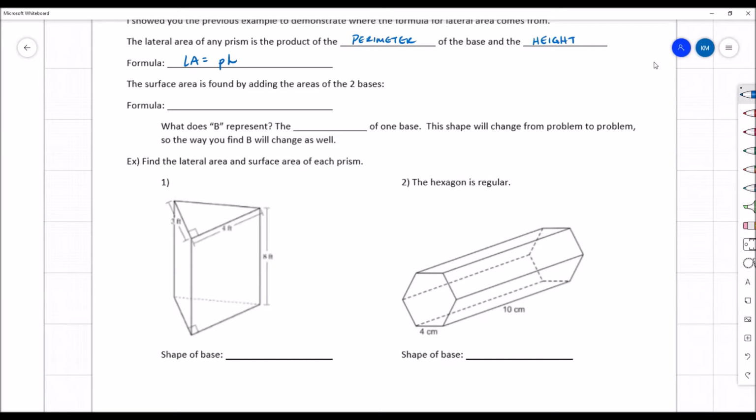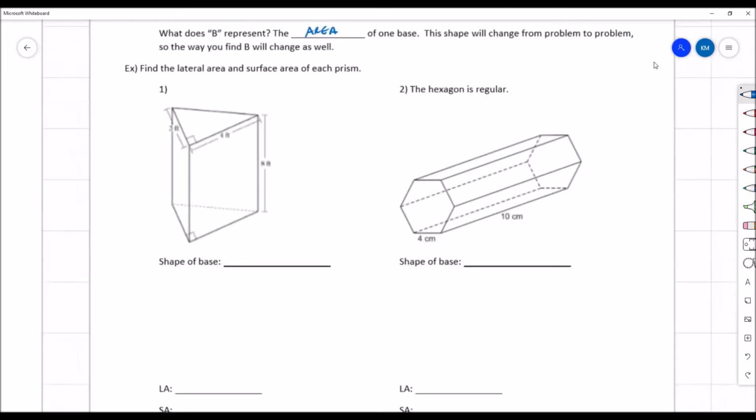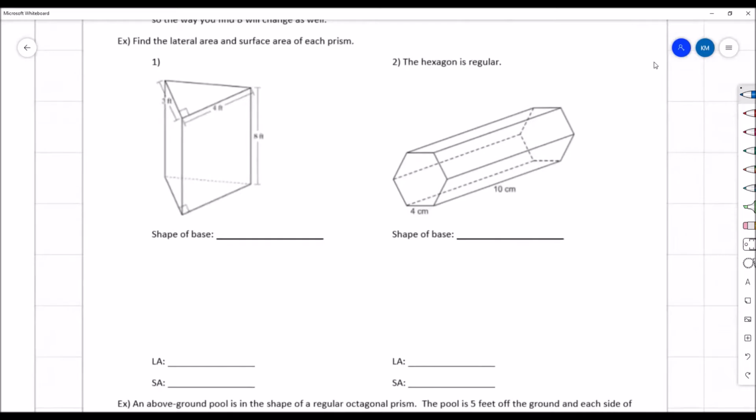Okay. The surface area is found by adding the areas of the two bases. So when we look at surface area, you might see this written as perimeter times height plus 2b, where b stands for the area of the base. This shape will change from problem to problem, so finding b will change as well. So let's look at a few examples here.